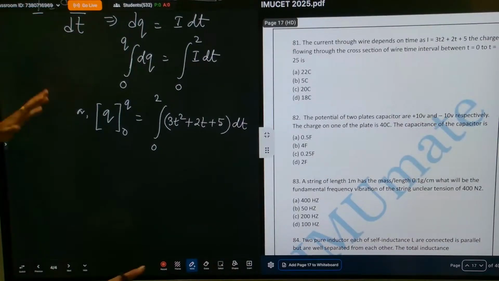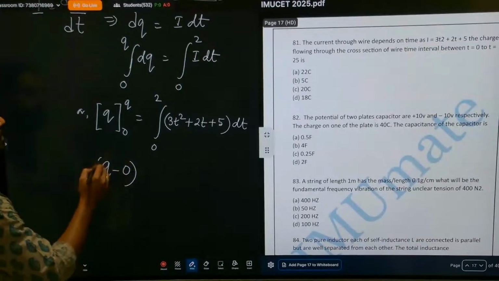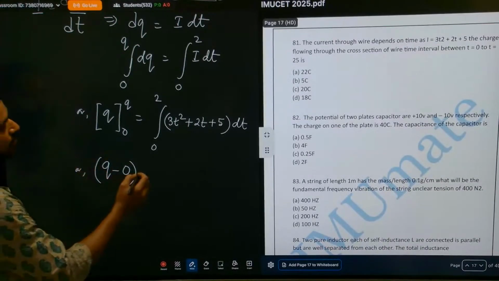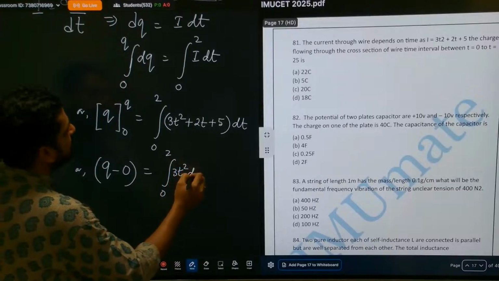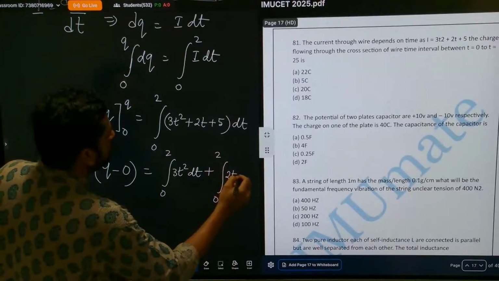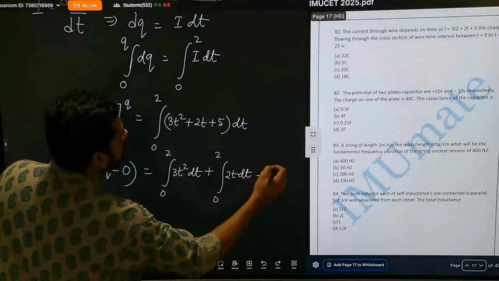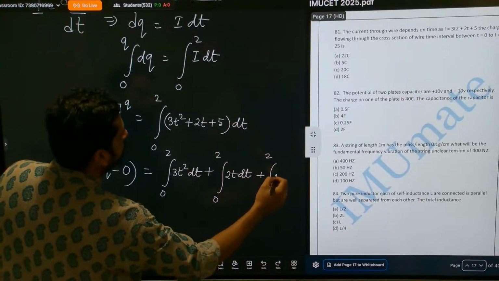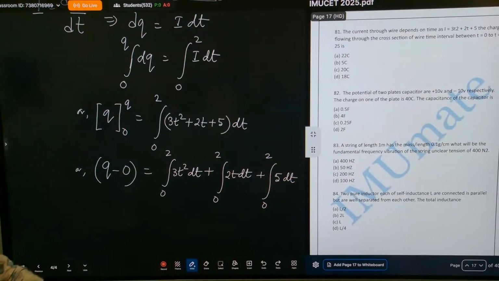Let's finish this, then I'll give you the whole part. This is q minus 0. I'm doing it very minutely. Now 3t square times dt plus 2t dt plus 5 dt. Now start solving this. Integrate this, only this.